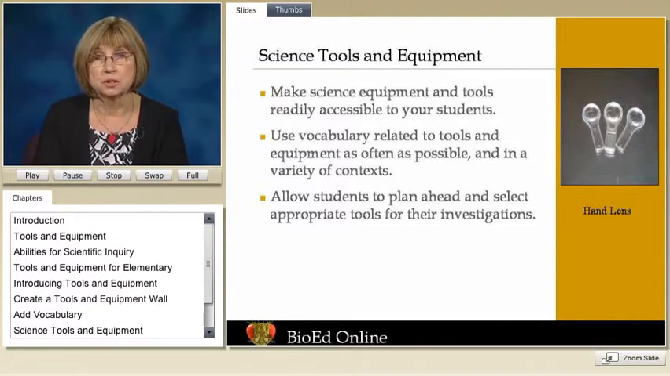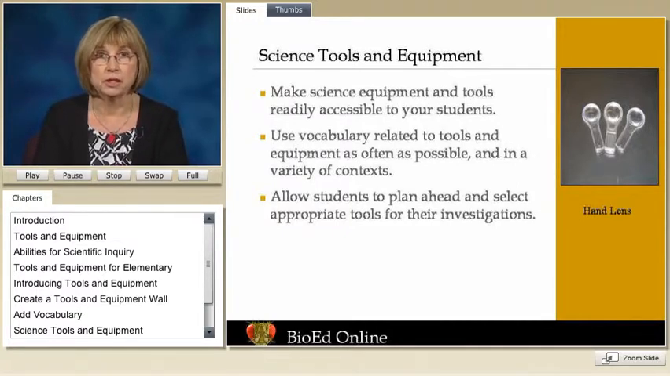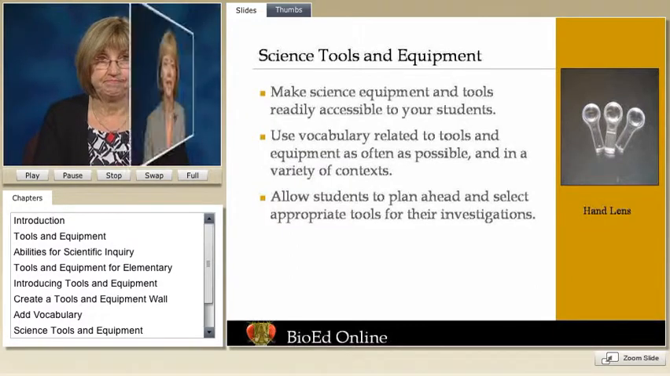They must be used consistently. That means you don't measure once a year, you don't use the hand lens once a year, but you use them whenever they're needed. And also the students need the opportunity to choose which equipment or which tool they might want to use, if you have all of them out where they can easily access them. These are some of the things that are most important about tools and equipment that you want to keep in mind as you go through the school year.